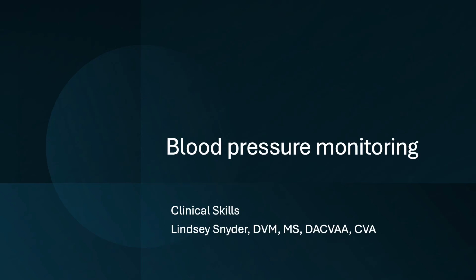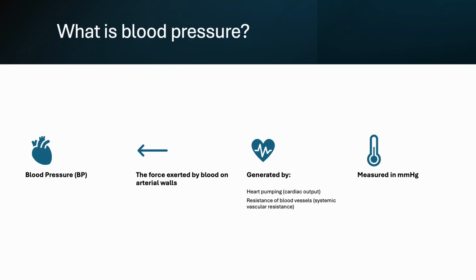Blood pressure is an important data point in many patients and is commonly used under general anesthesia. Blood pressure is the force exerted by blood on the arterial walls. It's generated by the pumping force of the heart, or cardiac output, and the resistance of the blood vessels, so systemic vascular resistance. It's measured in millimeters of mercury.